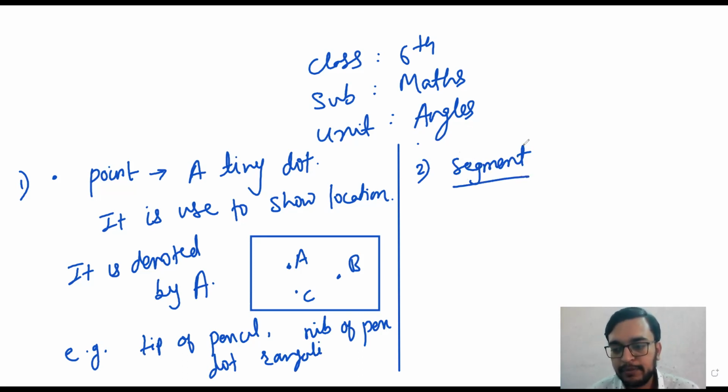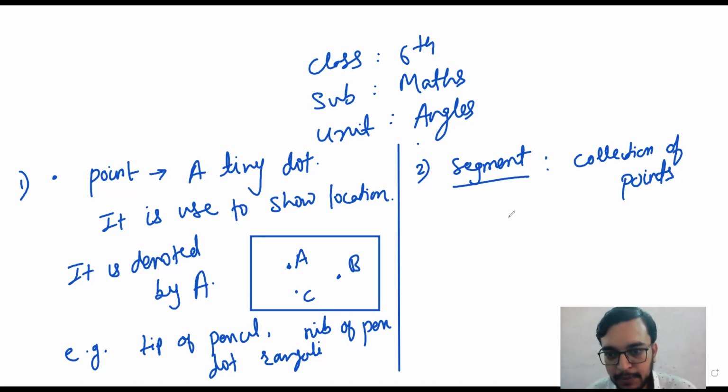Now, what is meant by segment? As we have revised the concept of point, the segment is nothing but a set of points, right? Now, what is meant by set? Set is nothing but a collection. Segment is a collection of points. Now, what is meant by the collection?